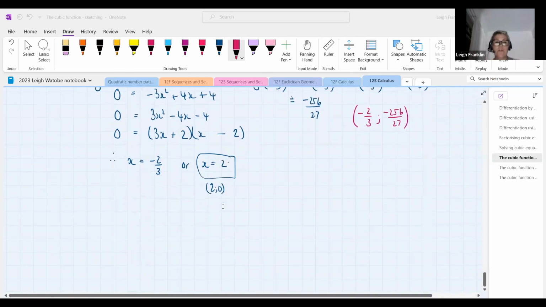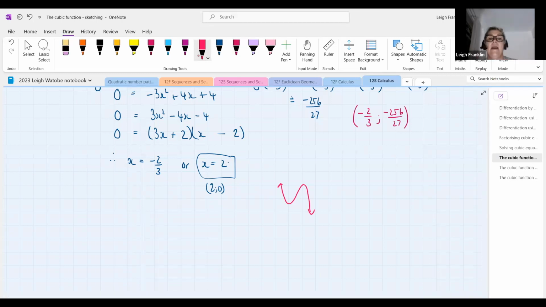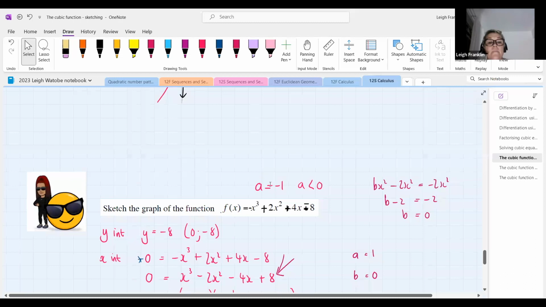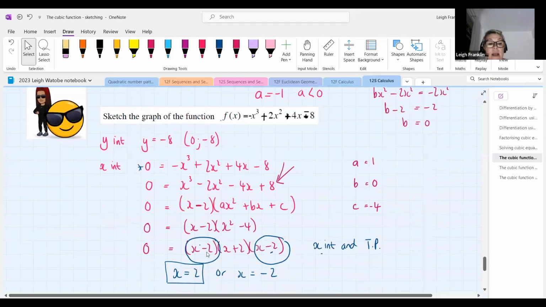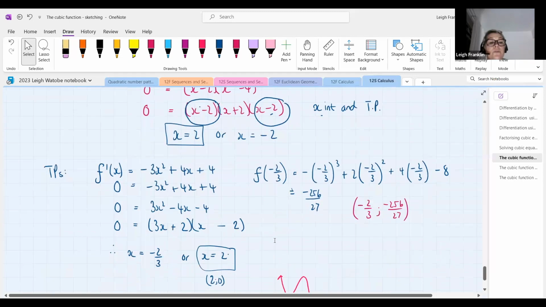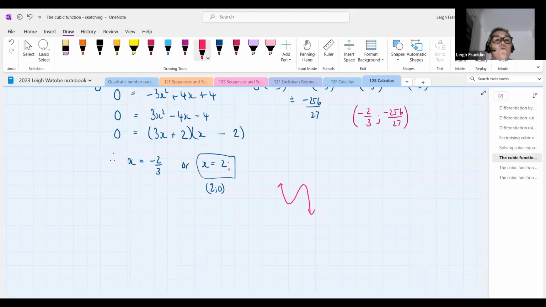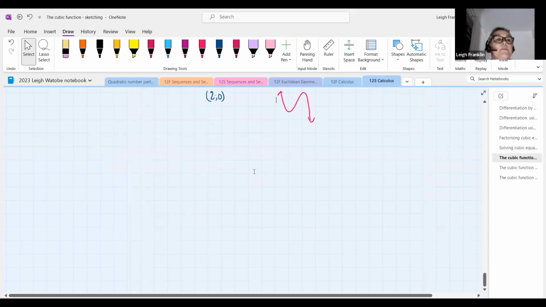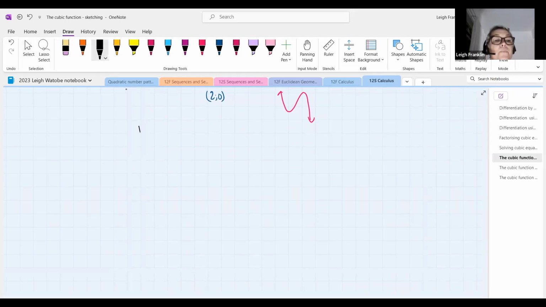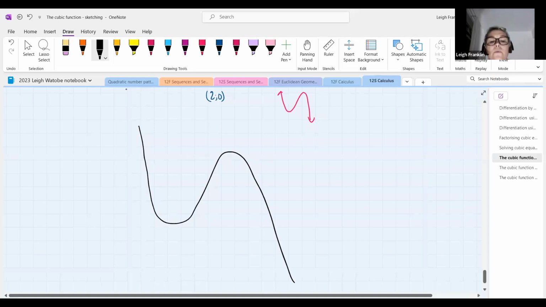All right, so now let's just put it all together in the last couple of minutes that we've got. Remember our shape. It's first concave up and then it's concave down. Okay, let's just go back and look at everything again. Y-intercept at 0 and negative 8. X-intercepts at 2 and -2. Turning points at -2/3 and this nasty -256/27, or at 2. So in other words, your graph is doing something like this. Oh, what a horrible shape. My apologies. Really not very nice.